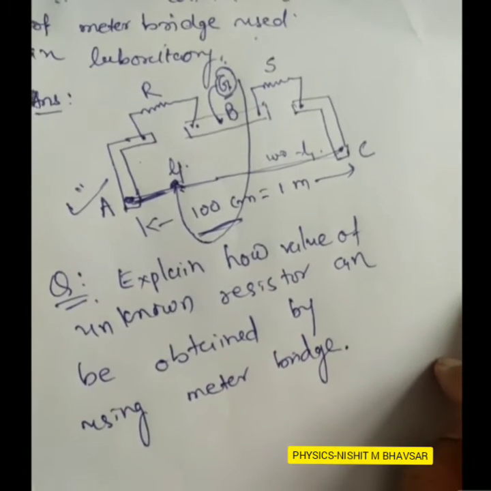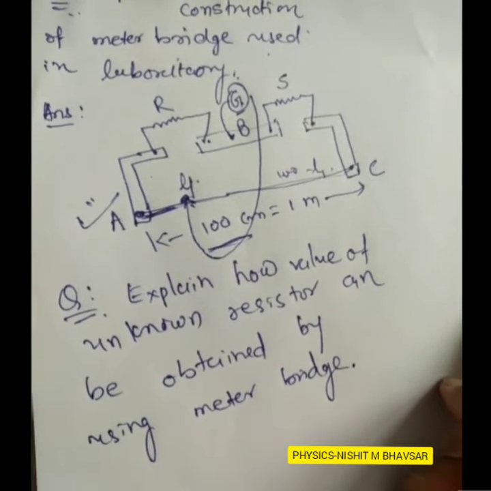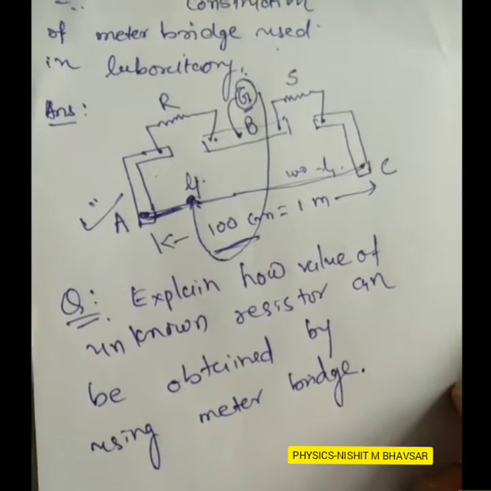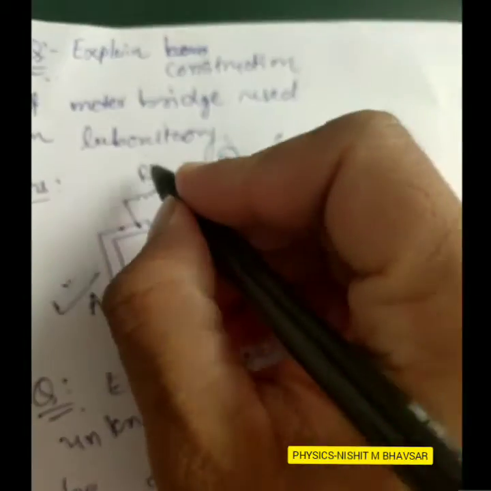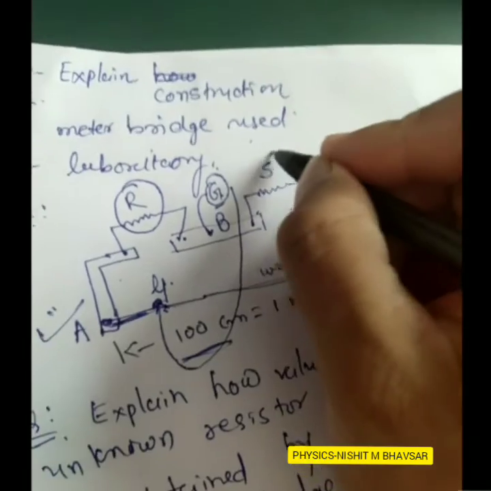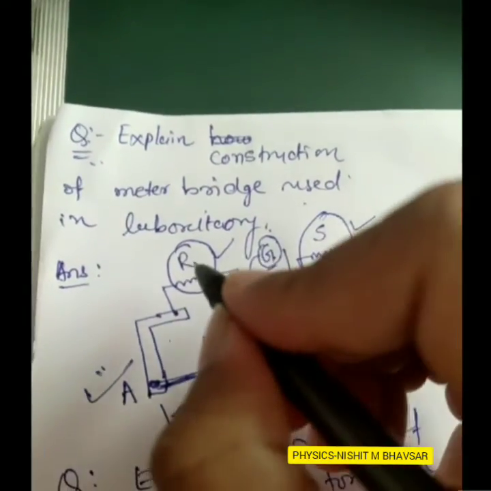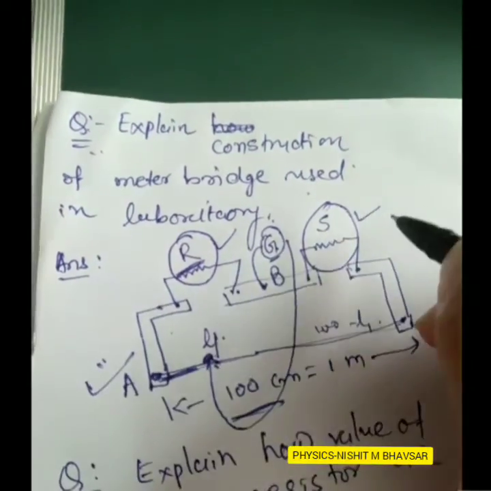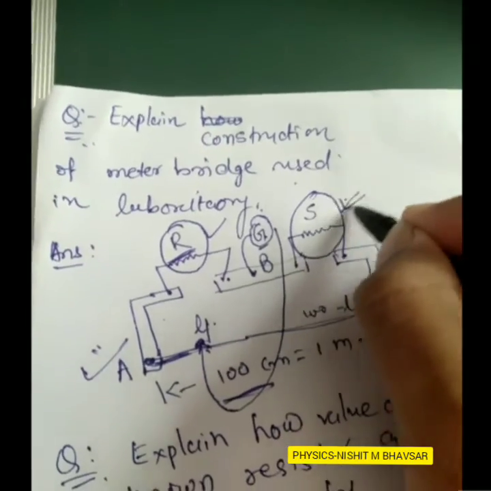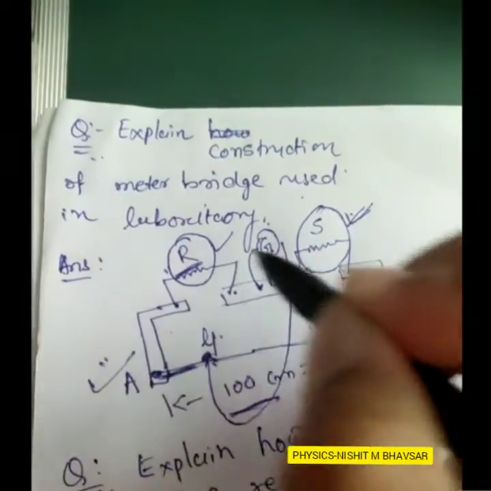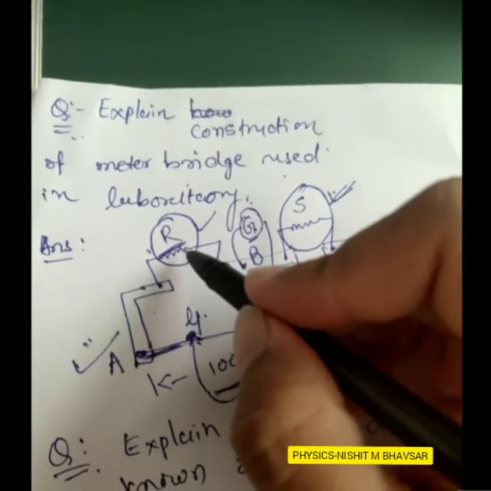So now in one gap of meter bridge, unknown resistance R and in the second gap, resistance S from resistance box is connected. We have two resistances here, one is R and another one is S. Suppose we know the S, so we find out the R. We have a total 4 resistance over here.